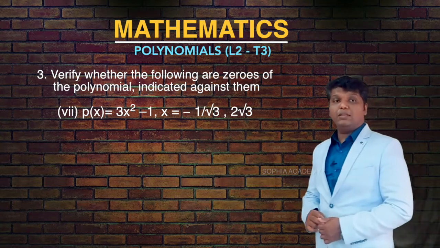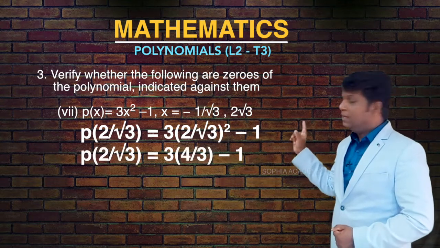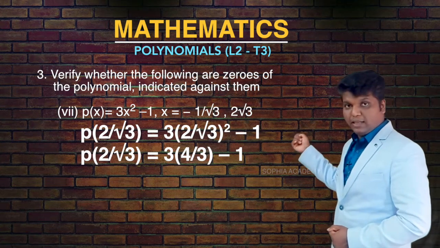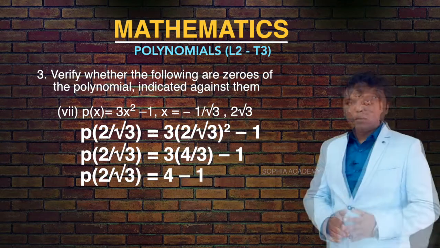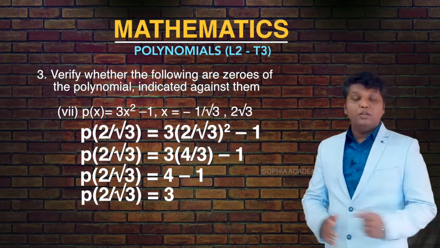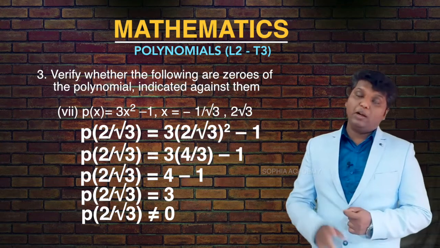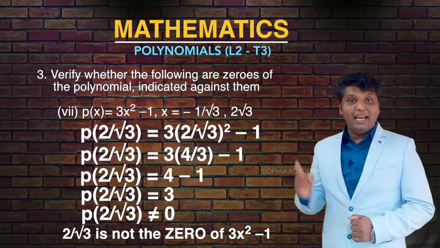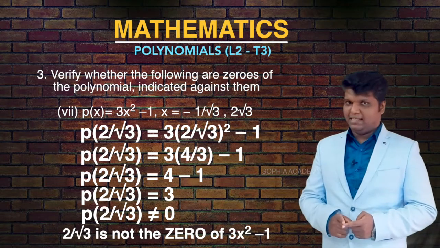Again, p of 2 by root 3 is equal to 3 into 2 by root 3 the whole square minus 1. That is equal to 3 into, what is square of 2? It is 4. So 4 by square of root 3, 3. So 3 into 4 by 3 minus 1. 3 and 3 will get cancelled. So you got it as 4. So 4 minus 1, that is 3. Is it 0? No. So it's a non-zero number. So we will say p of 2 by root 3 is not equal to 0, 2 by root 3 is not a solution, or it's not a root, or it's not a 0 of the given polynomial 3x square minus 1. Is that clear?